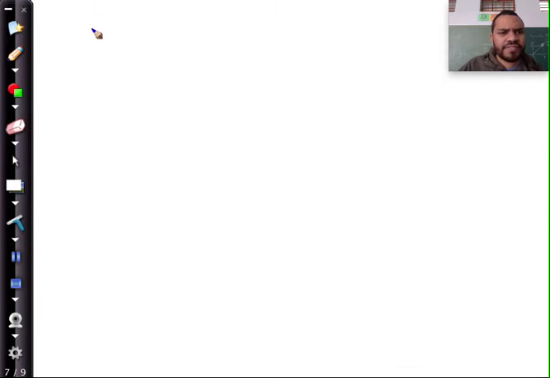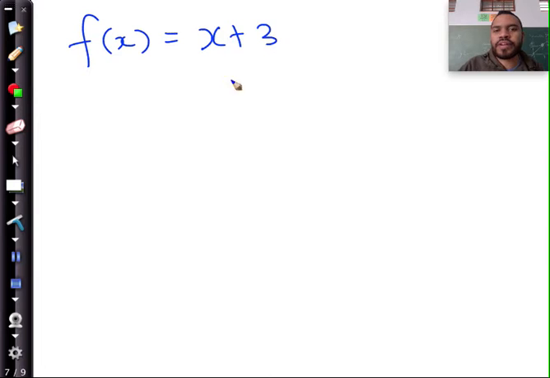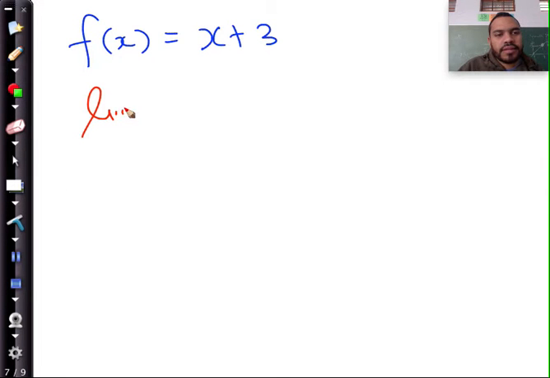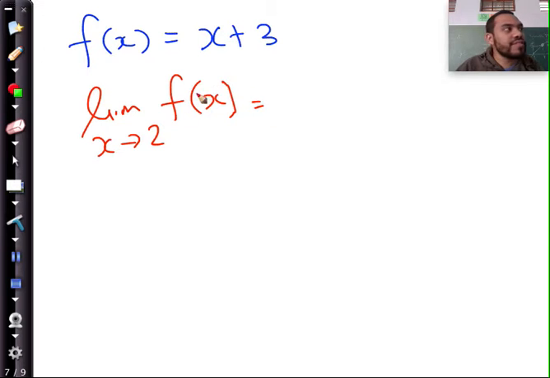Let's take the function f of x, and I'm going to call this function x plus 3. Are you guys with me? So now we're considering the limit of f of x as x approaches, say, the value 2. I can further substitute the value of f of x in there and say, this is the limit as x approaches 2 of x plus 3.